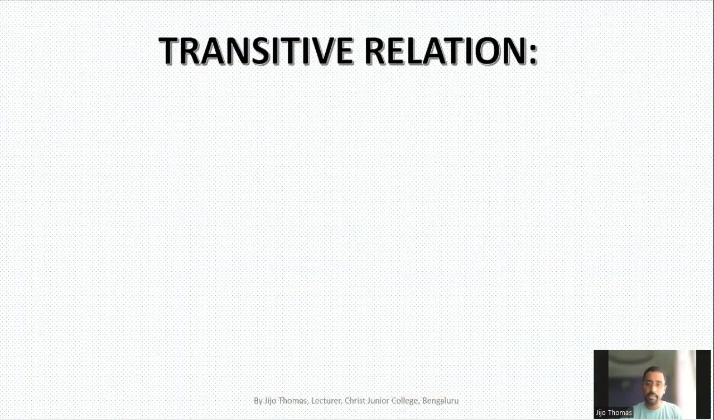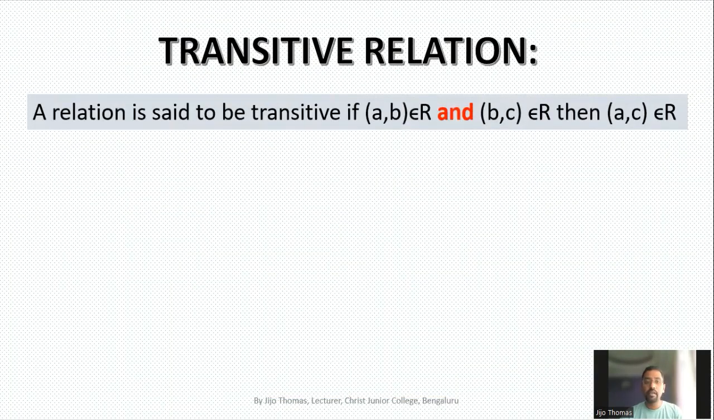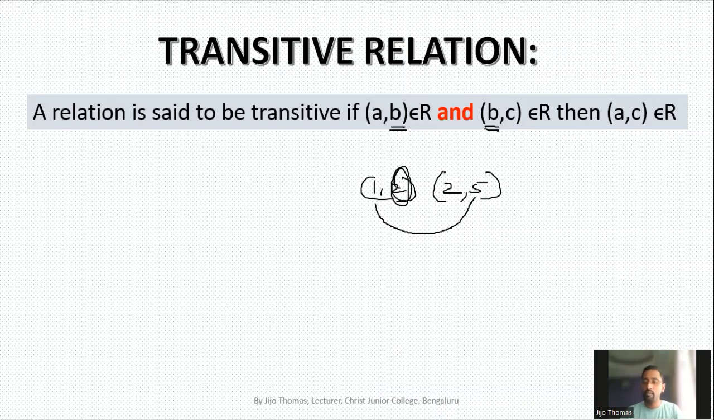And the last one, transitive. Transitive: if (A, B) is there in R and (B, C) is there in R. If (A, B) and (B, C) are present in R, then we check for (A, C). (A, B), (B, C), and the other one should start with B only. For example, (1, 2); the other should be 2 with some other element, maybe (2, 5). If (1, 2), (2, 5) is there in the set R, then we check that (1, 5) also should be there. These two are equal, then (1, 5) should be there in R.